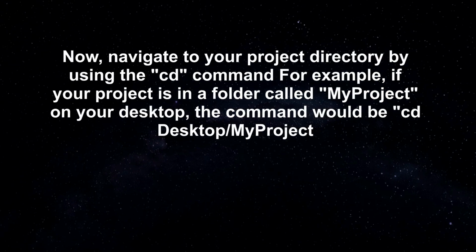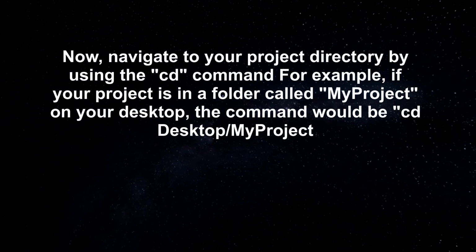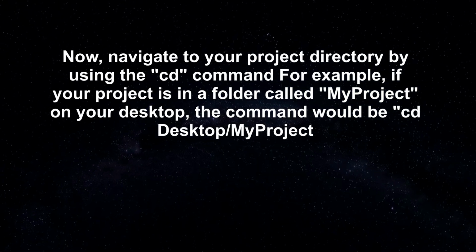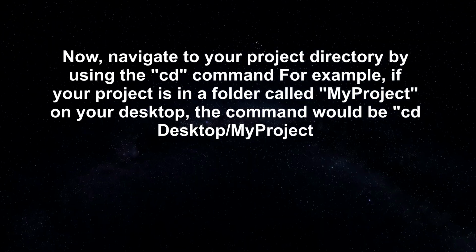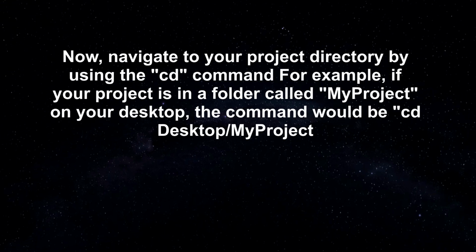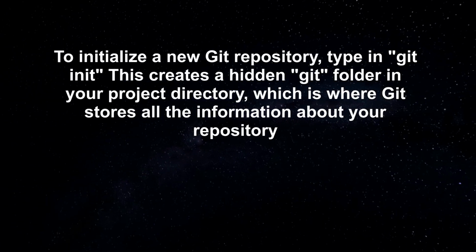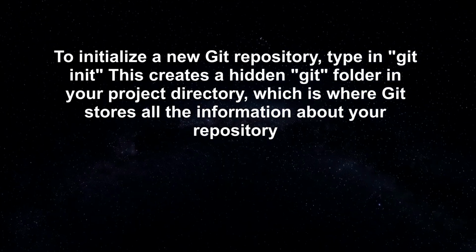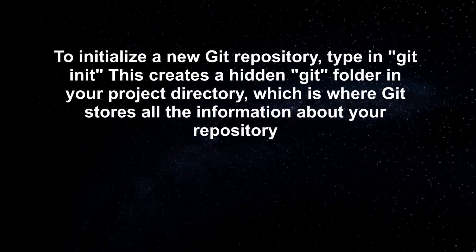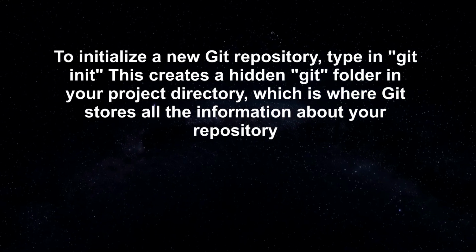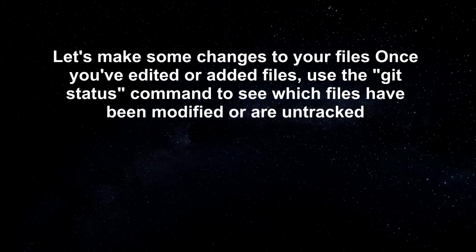Now navigate to your project directory by using the cd command. For example, if your project is in a folder called My Project on your desktop, the command would be cd Desktop/My Project. To initialize a new Git repository, type in git init. This creates a hidden .git folder in your project directory, which is where Git stores all the information about your repository. Let's make some changes to your files.